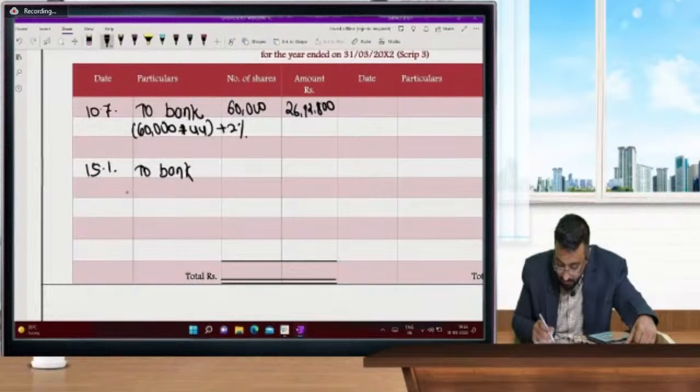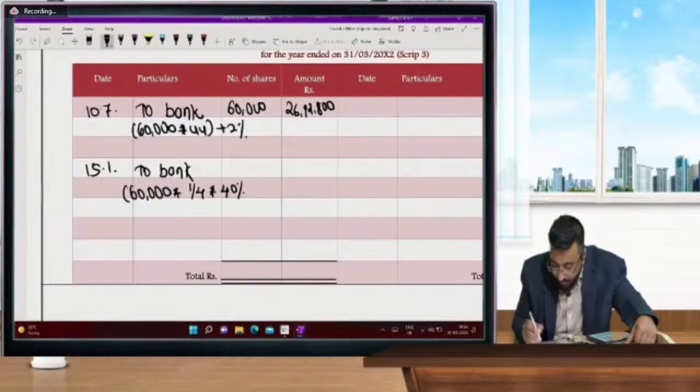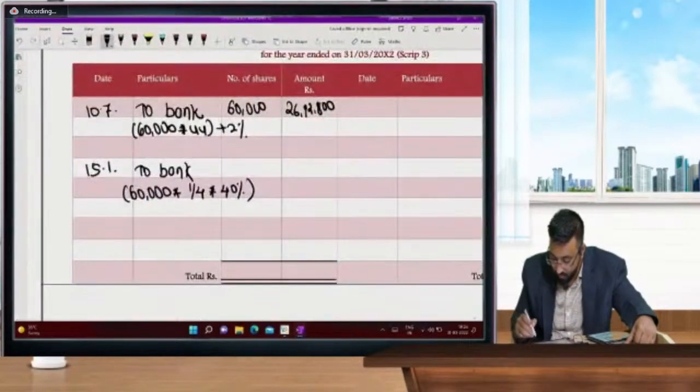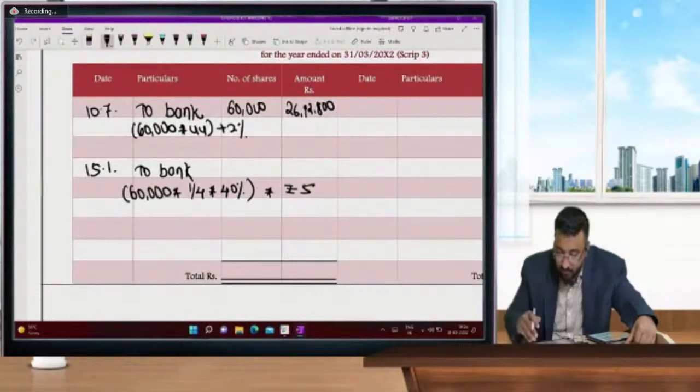How many shares? 60,000 shares into 1/4 into 40%. He is entitled for 40%. He exercised 40% and the balance he sold. Into rupees 5 is his column. So 60,000 into 40% divided by 4 into 40%. 6,000 shares, 30,000, correct?